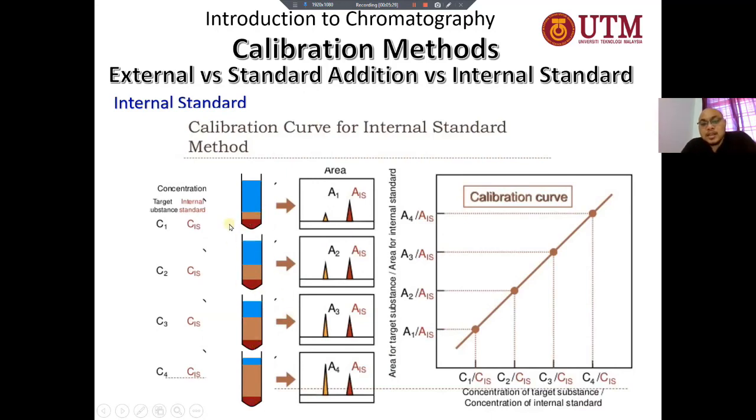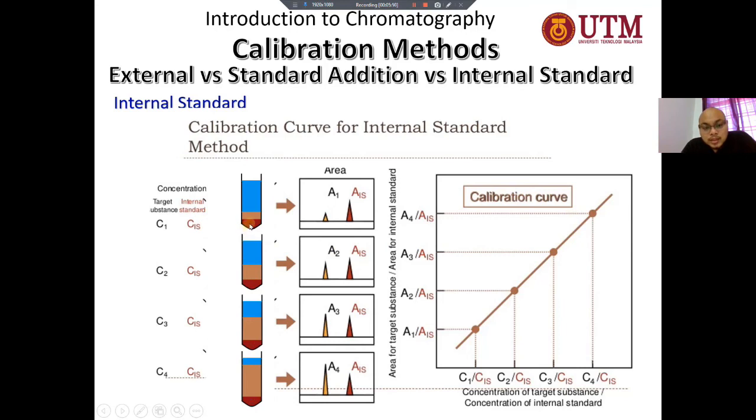Again, for the calibration method, you need to use 5 to 6 calibration points. So this is not enough, only 4, right? This is just for teaching purposes only. So make sure in your research or in your dissertation, you have 5 points of calibration.